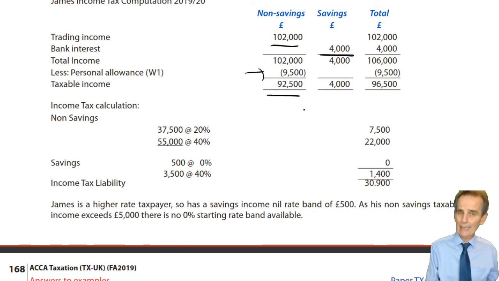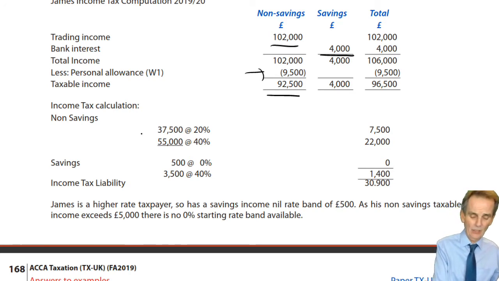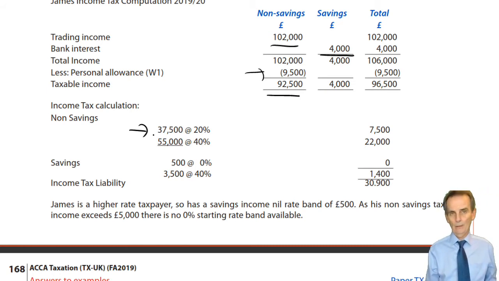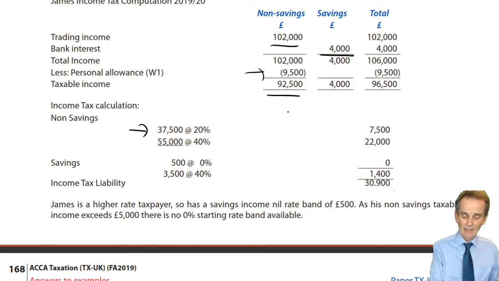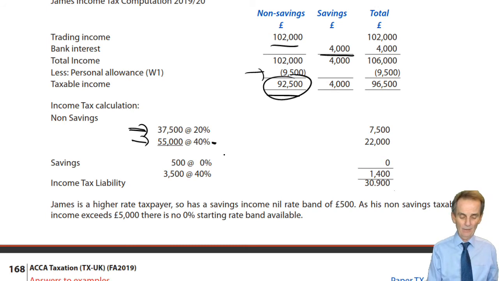So let's do our tax calculations here, non-savings, the basic rate band limit of 37.5 at 20%. Before we then move into higher rate, now that leaves us out of 92.5. We've already dealt with 37.5. That I think leaves us with 55,000 at the higher rate of 40%.